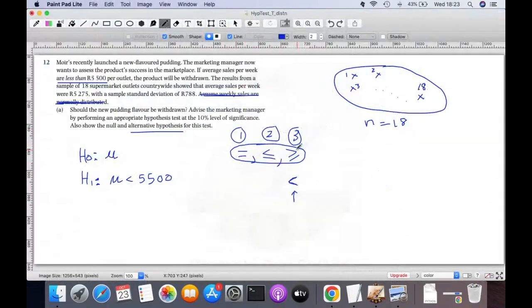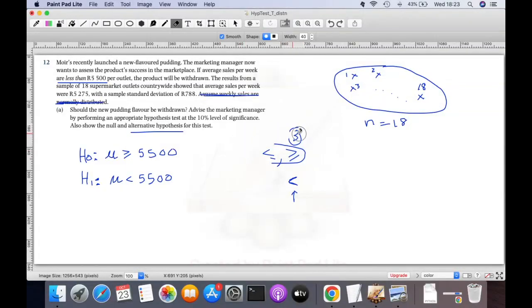Yes, everyone sees why it's 3, right? If this is less than, the opposite must be greater than or equal to. So that's what goes in H naught. It's the opposite of that, 5,500. So that is our H naught and H1.